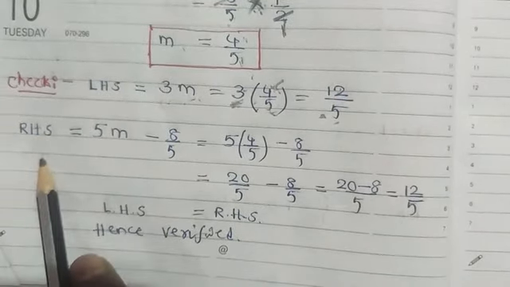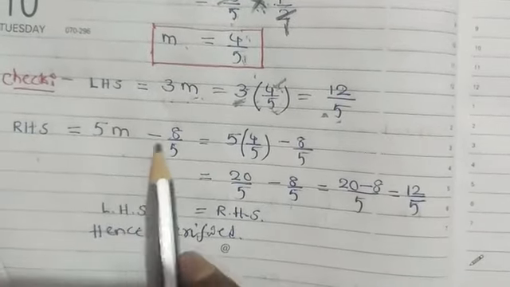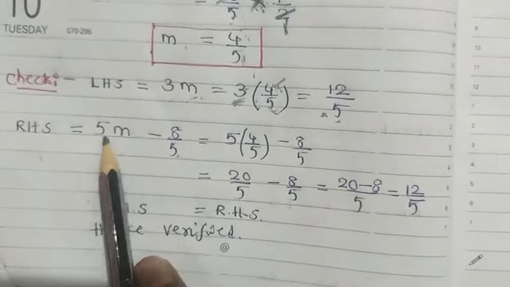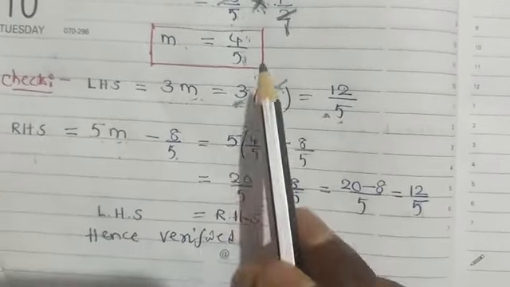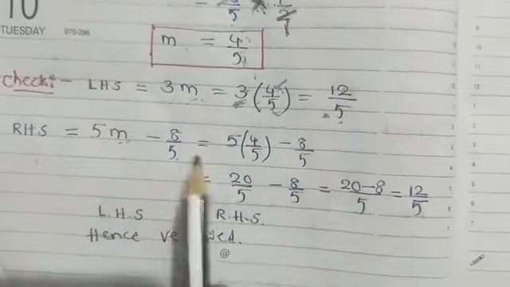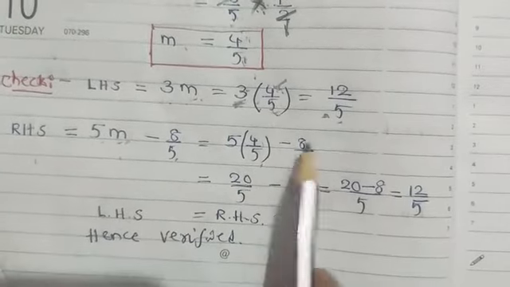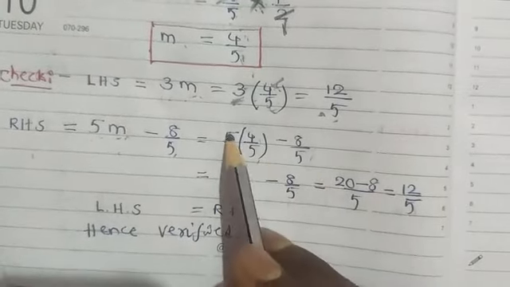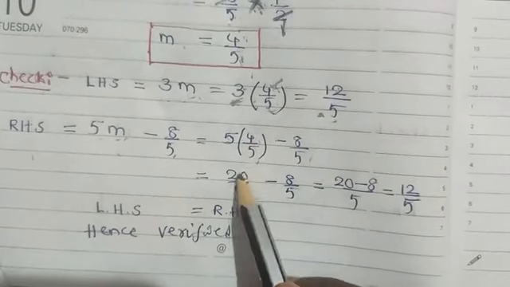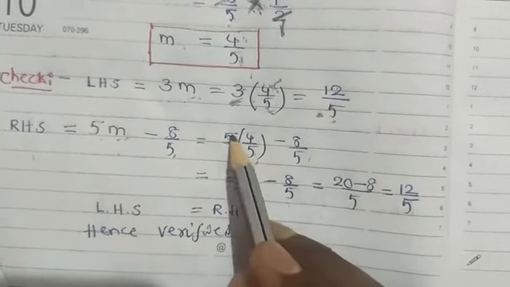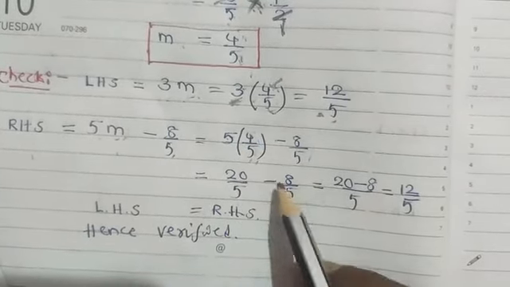Now RHS, right hand side, what is there in the question? 5m minus 8 by 5 is there. 5m is nothing but 5 into m. M value 4 by 5. So 5 into 4 by 5 minus 8 by 5 as it is you write. 5 into 4 is 20 divided by 5. 5 into 4, 20 by 5 minus 8 by 5.